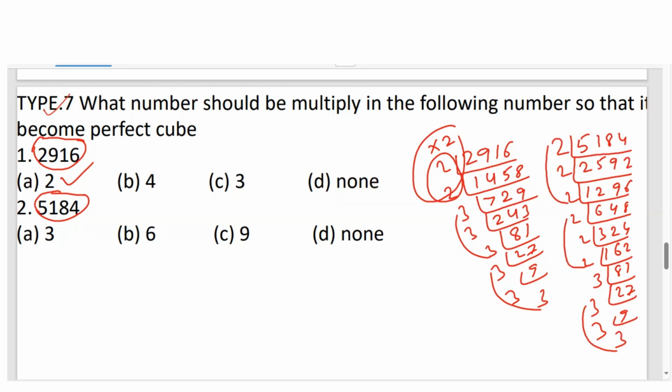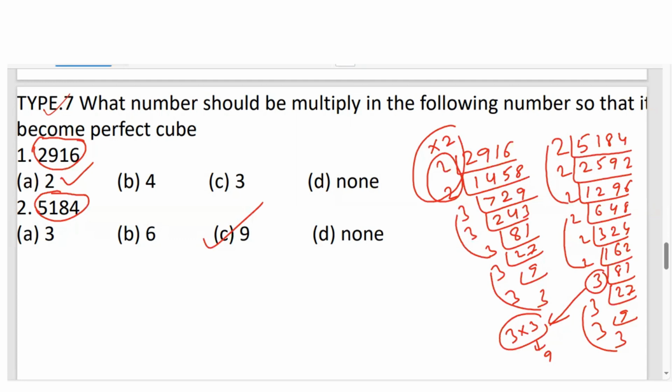So only 1 time 3 remains. For a perfect cube we need a triplet. So how many 3s do we need? We need 2 more 3s. So our answer is 3 into 3, 9. So here 9 is the answer. In this way, we can find our answer very easily for any given number, what number we should multiply it by so that it becomes a perfect cube.